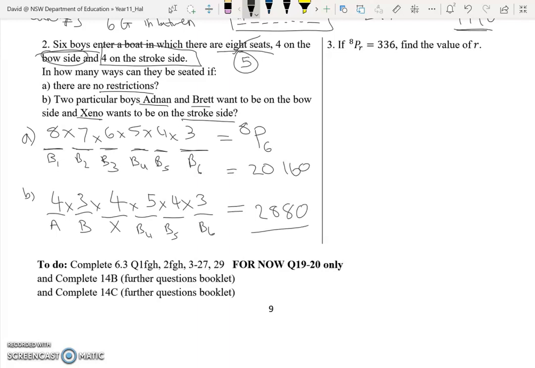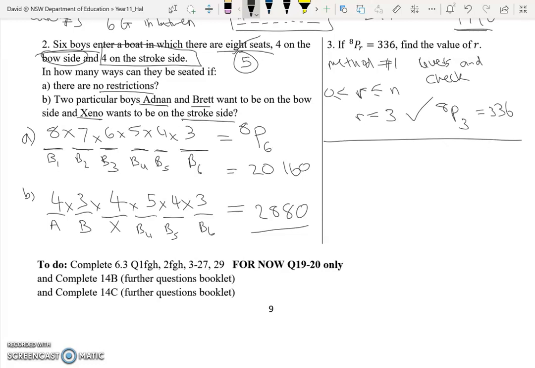Okay, last one here. Bit different. We've got 8PR is equal to 336. Find the value of R. I'm going to show you 2 methods. Method number 1 is my preferred method. It's basically guess and check, trial and error. We know that R has to go between 0 and n and has to be an integer, so it can be 0 all the way up to 8. So you can guess some values. If you use R is 3 in your calculator, you'll see that R equals 3 works. So 8P3 is indeed equal to 336.